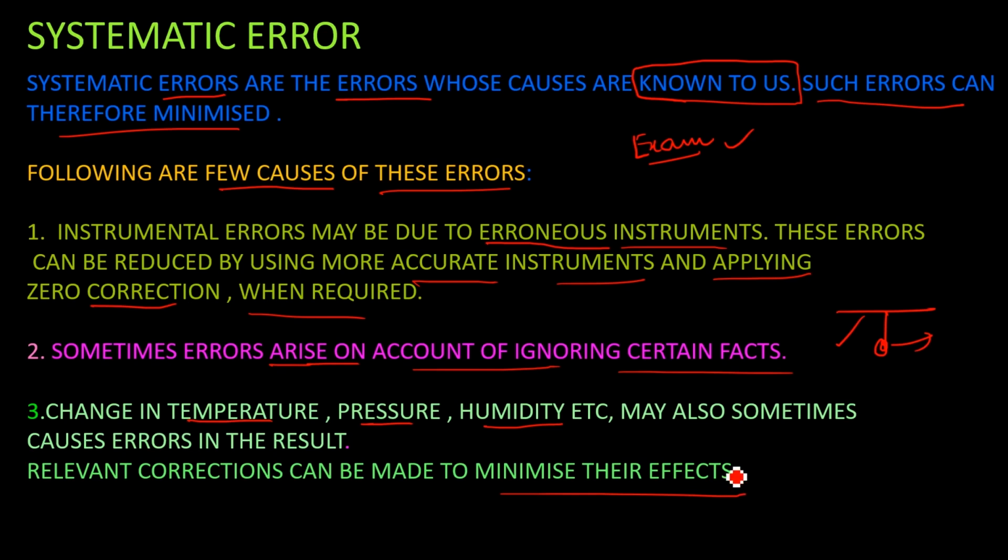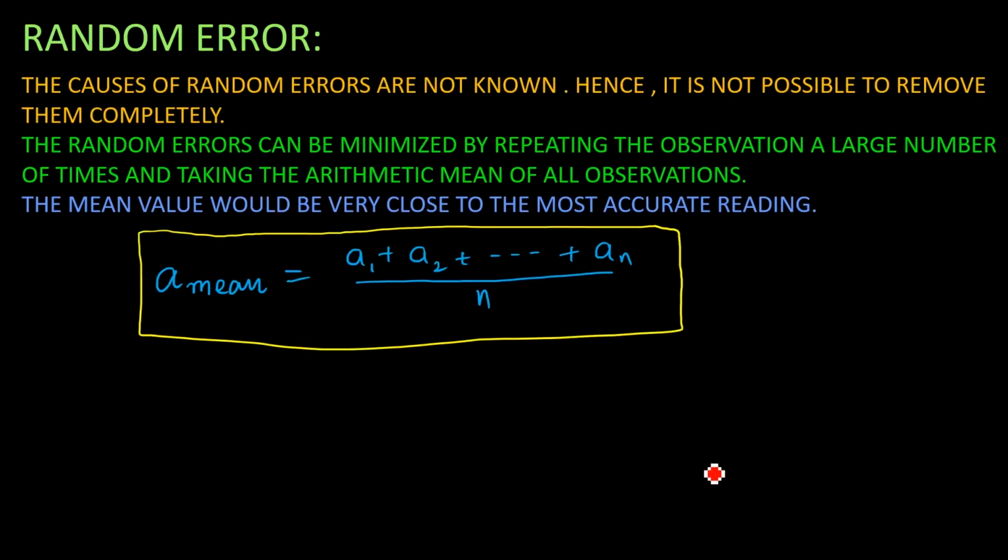So till now we saw how systematic errors occur, and what we need to do to rectify these errors. Next, random error. What is random error? The causes of random errors are not known, so we don't know exactly how this error is occurring or how it is happening. That is called random error.